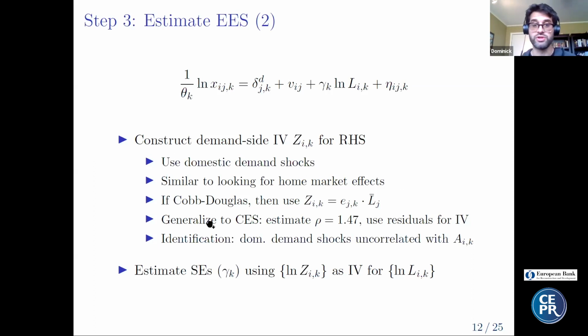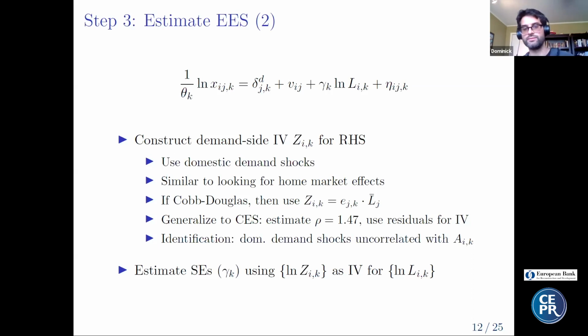We generalize this procedure to constant elasticity of substitution. I won't have time to talk about the details, but we estimate a rho, instead of 1 in the Cobb-Douglas case, of roughly 1.5. And then we use a slightly more sophisticated equivalent of just using the expenditure shares: we use the residuals from the CES demand system multiplied by the size of the country as the IV.